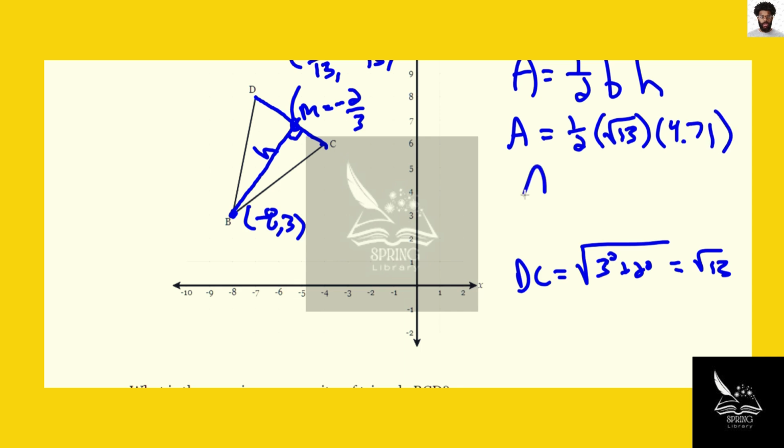Okay, so the area of the triangle would be 1/2 times the square root of 13 times 4.71, about 8.5 to the nearest 10th, or 8.49 if you're going to the nearest 100th.